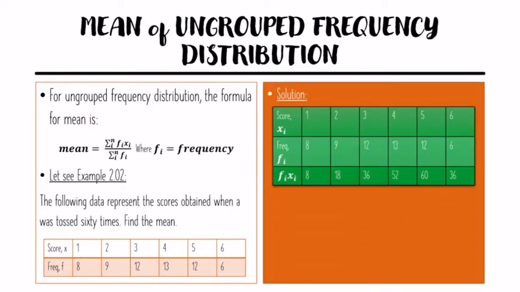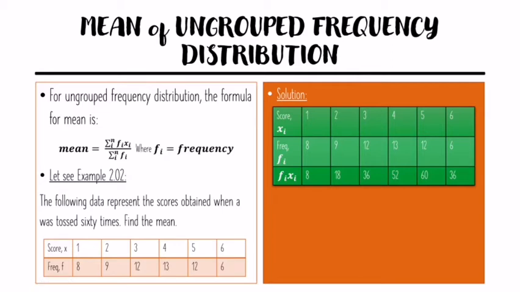Solution. Okay, first let's create a column or a row for fi xi. So how can we calculate fi xi? It is basically frequency times the data. So in this case, 8 multiplied by 1, you get 8. 9 multiplied by 2, you get 18. 12 multiplied by 3, you get 36. 13 multiplied by 4, you get 52. 12 multiplied by 5, you get 60. 6 multiplied by 6, you get 36. Okay, that's how you get fi xi.